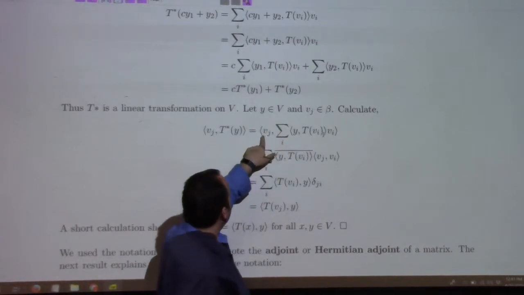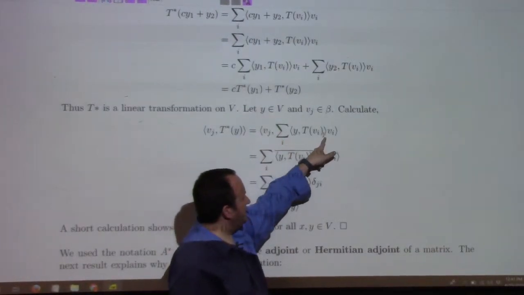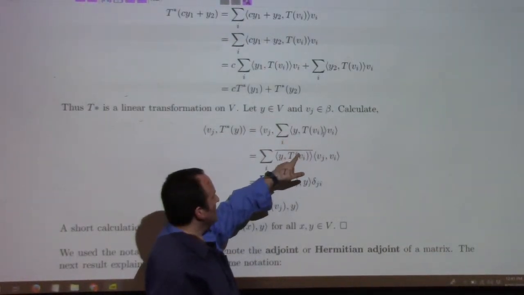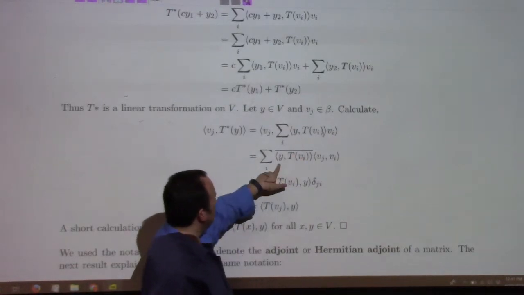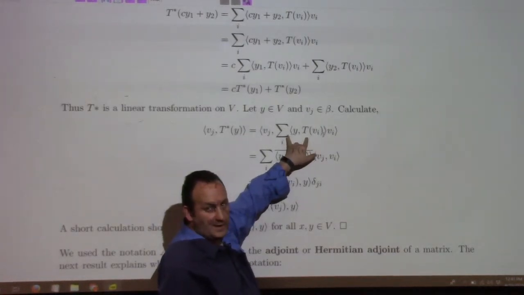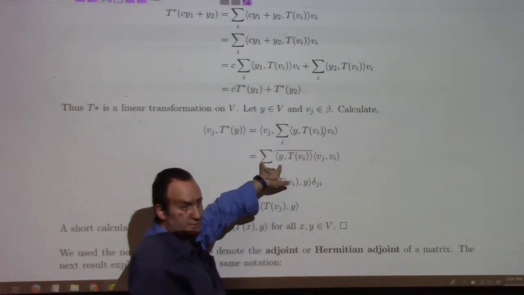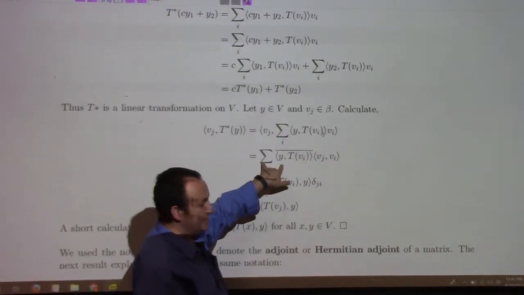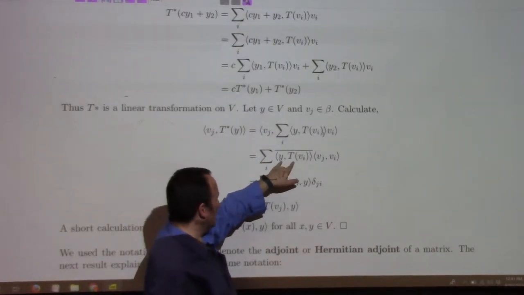Then I have Vj with this, which is the definition of T star. Now, how do I move this out to that? Remember how it works? If you have a number multiplying the second component, it pulls out as the complex conjugate when you pull it out. That's the way the complex inner product works. But it's more than that because I have a summation.